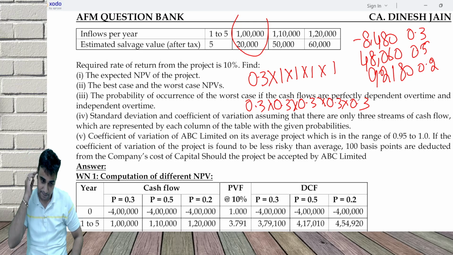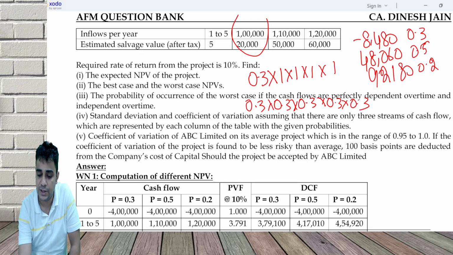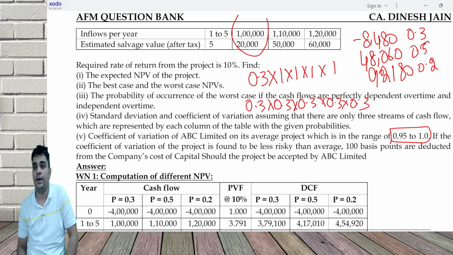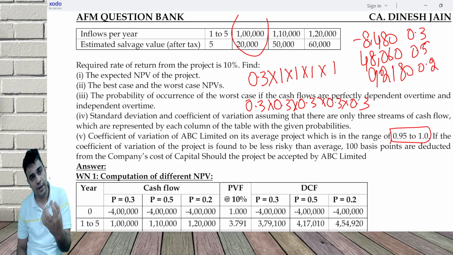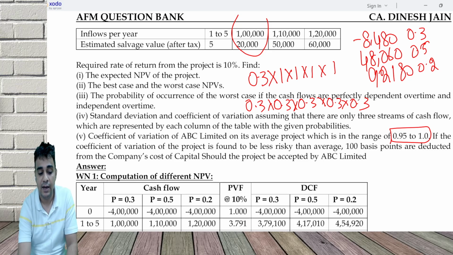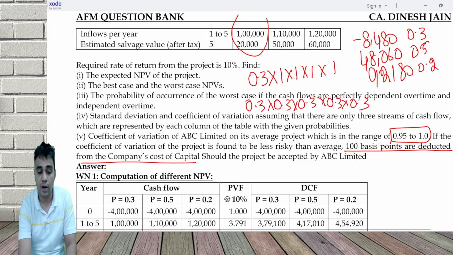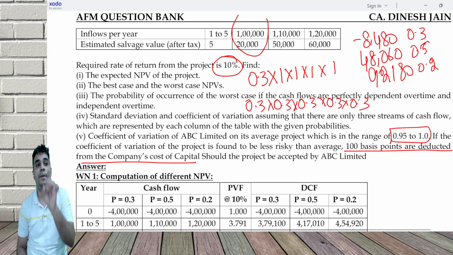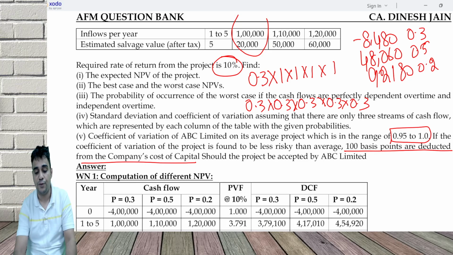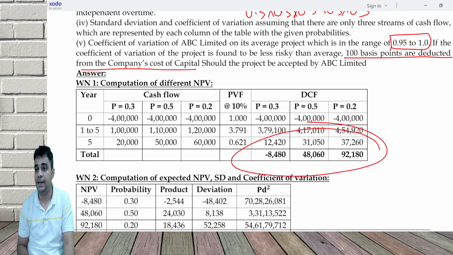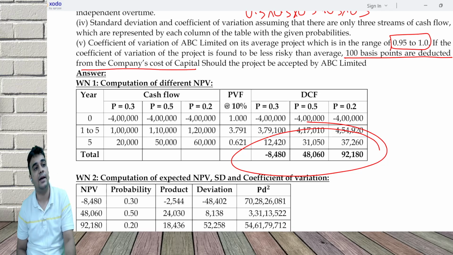The last part says my normal coefficient of variation is in the range of 0.95 to 1. In this question, the coefficient of variation when you do the calculation will be lesser than this. If it is lesser, 100 basis points are deducted from the cost of capital. What is the cost of capital today? 10. 100 basis points is 1%, so 10 will become 9. Again, you have to calculate 3 different NPVs at 9% and then calculate the expected NPV. Again, you'll have to repeat the calculation at 9%. That's the last part of the question.